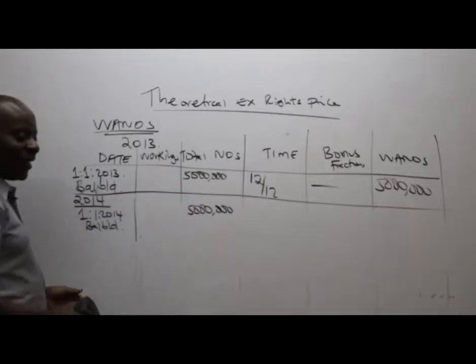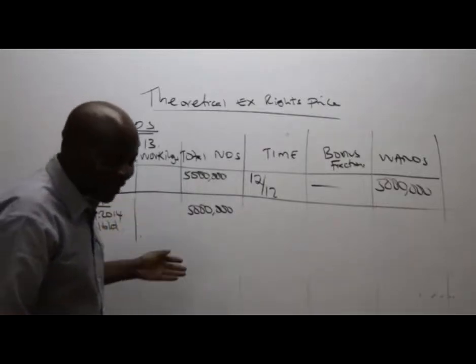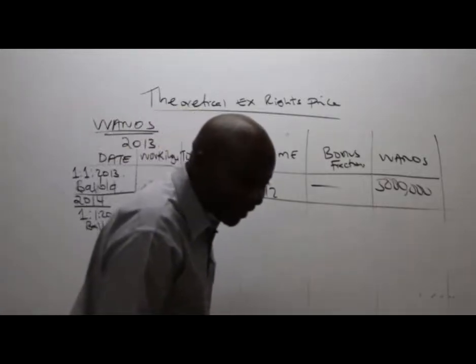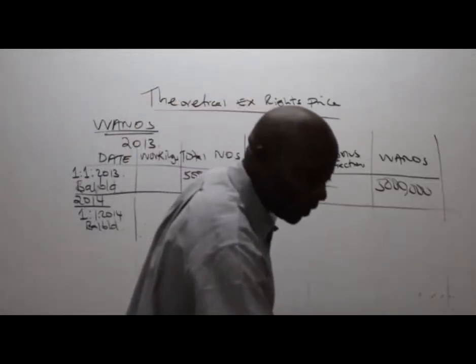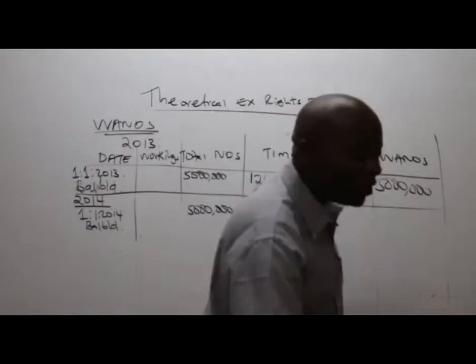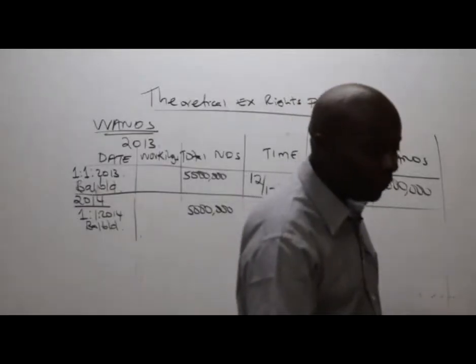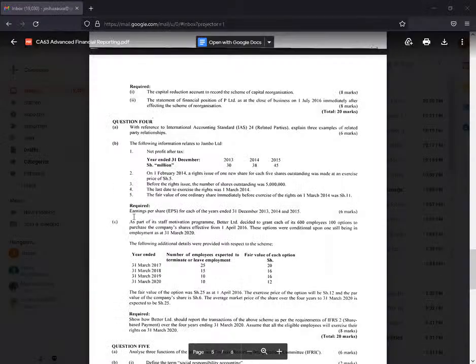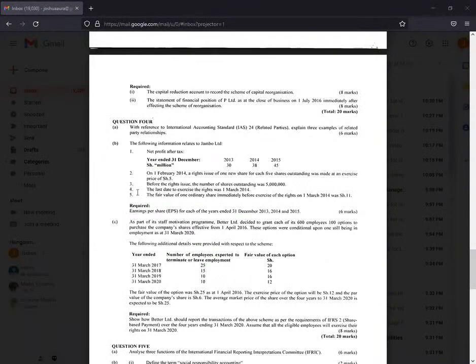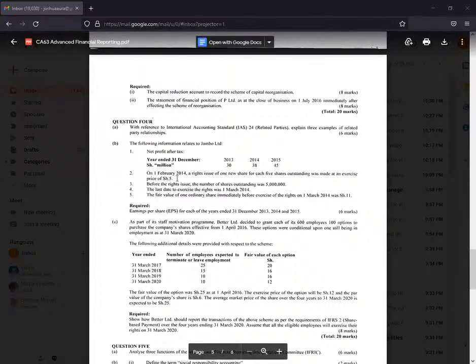Now, ladies and gentlemen, could you kindly listen to me very well? 2014 kuna mambo ilifanyika. Ukiona vizuri hapa 2014, which date is this? On 1st February 2014, a rights issue of 1 new share for each 5 shares outstanding was made at an exercise price of how much here, somebody?